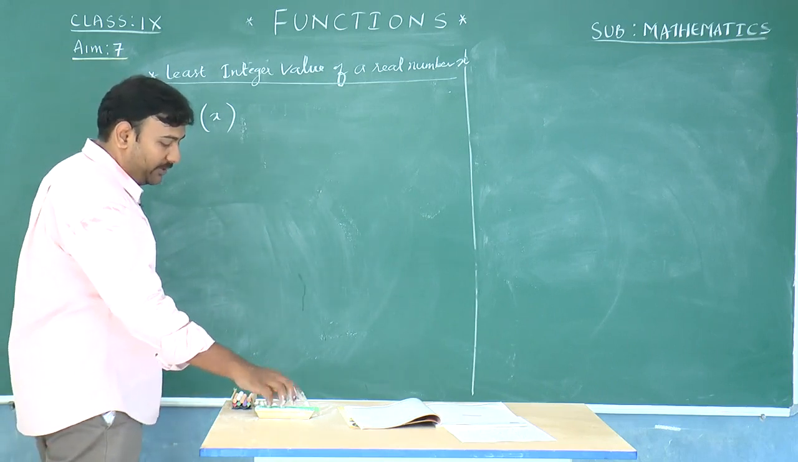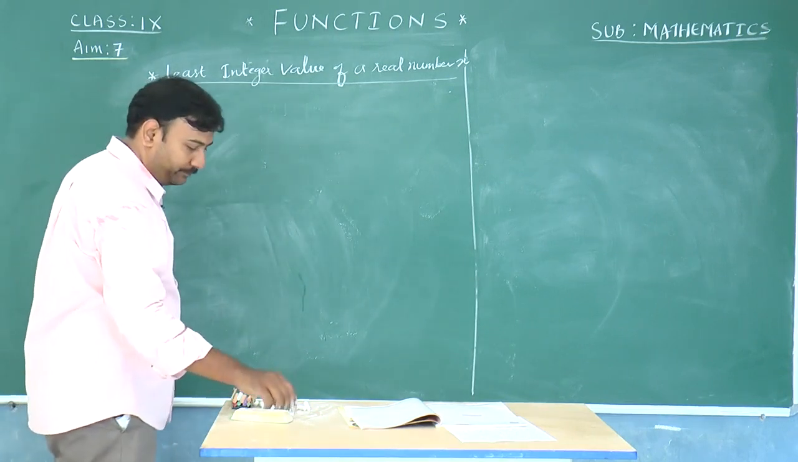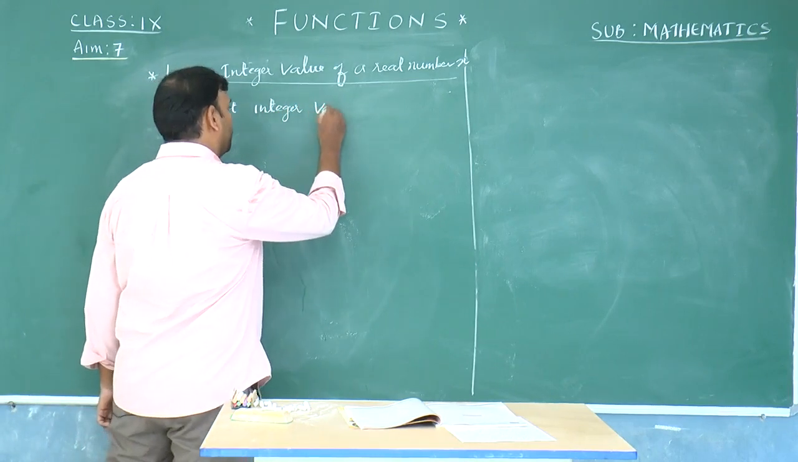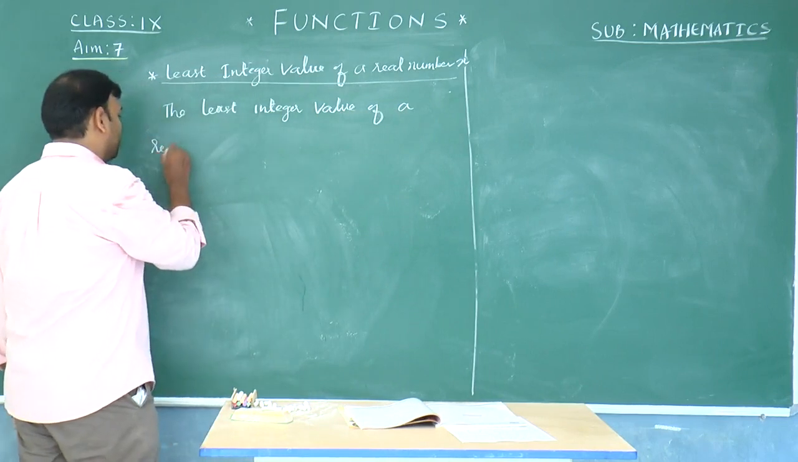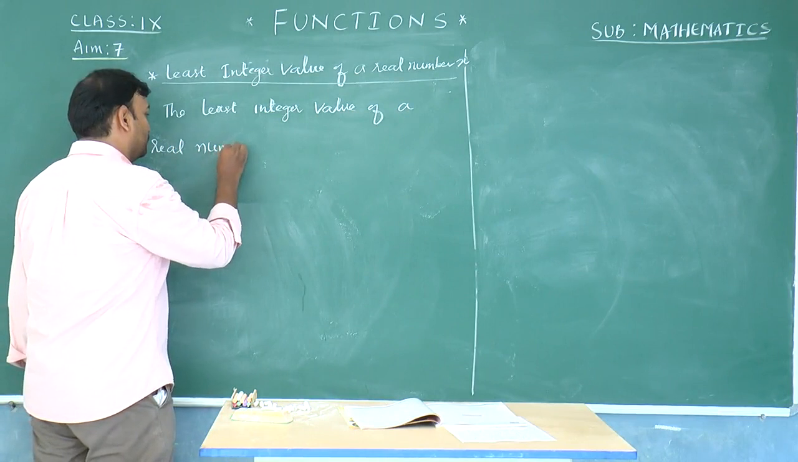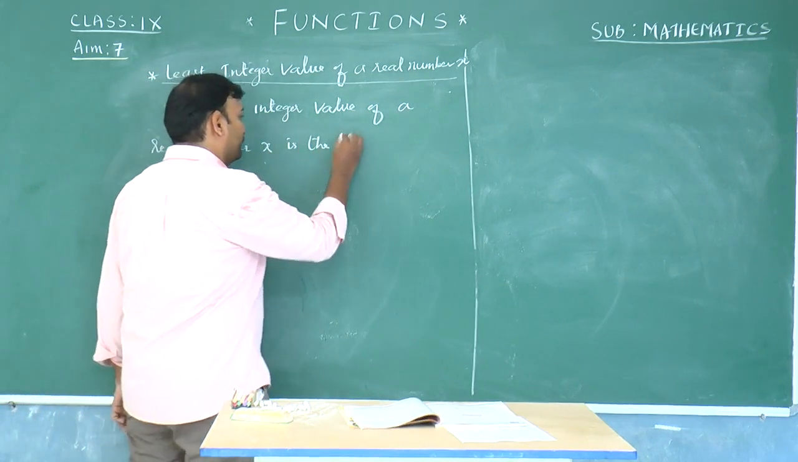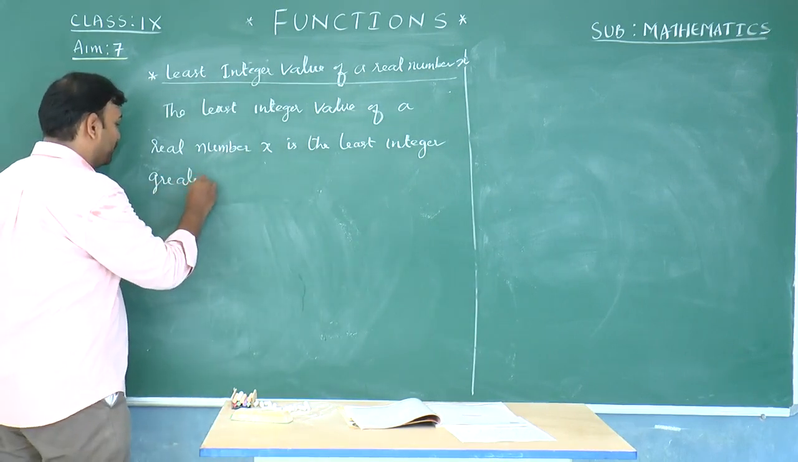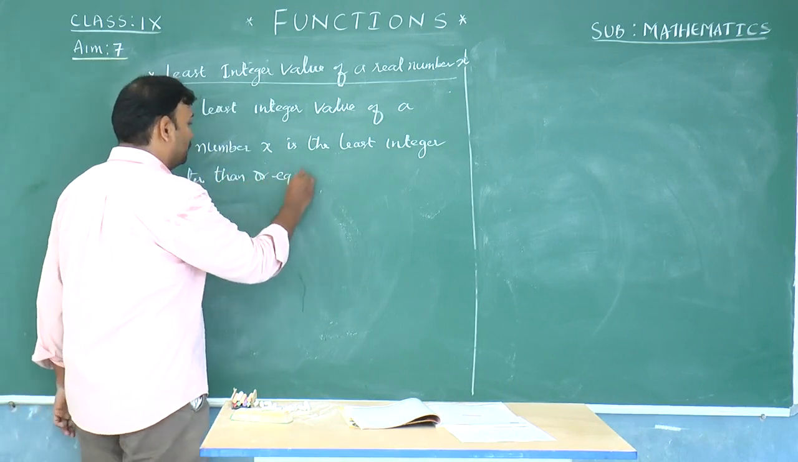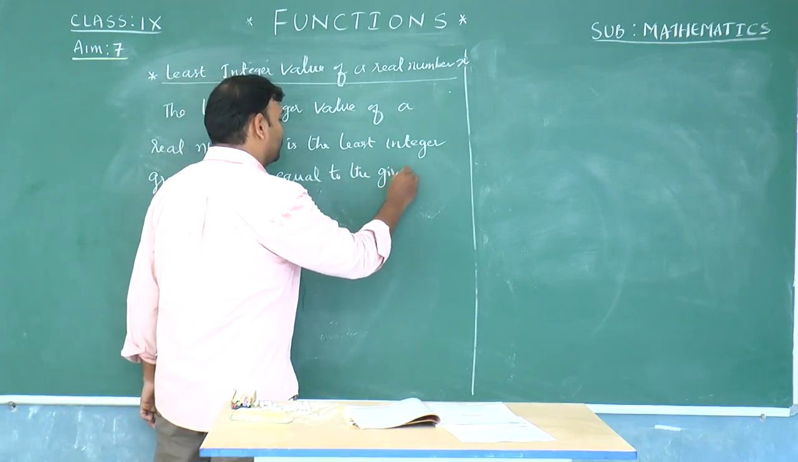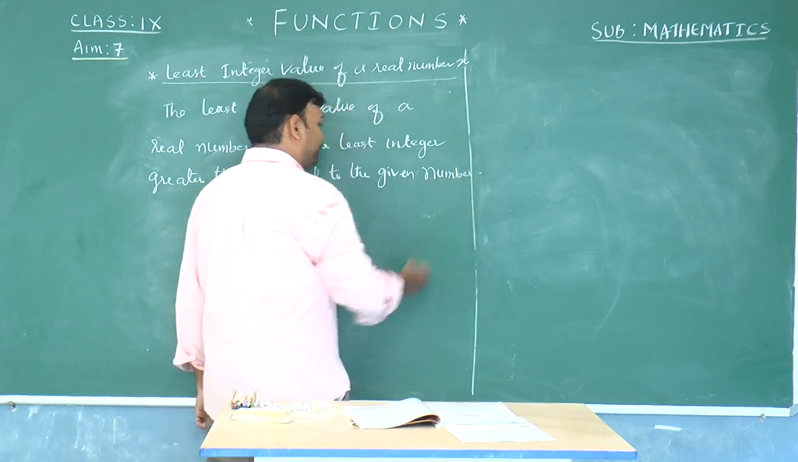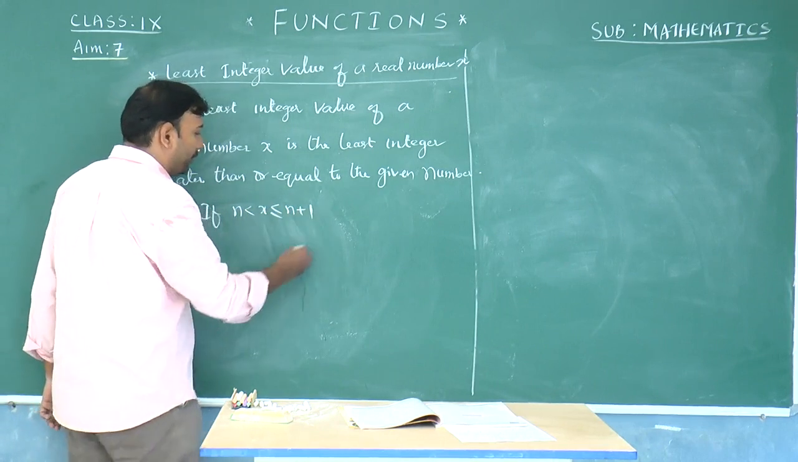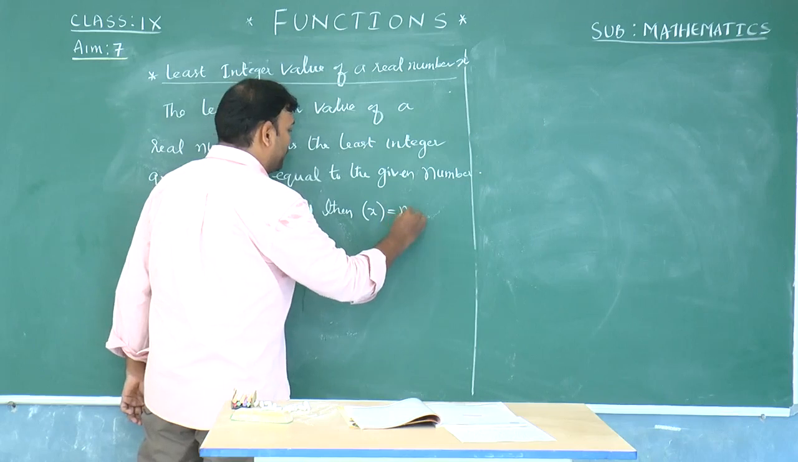So let us see what the least integer value of a real number is. The least integer value of a real number x is the least integer greater than or equal to the given number. That is, if n is less than x is less than or equal to n plus 1, then the least integral value of x is equal to n plus 1.